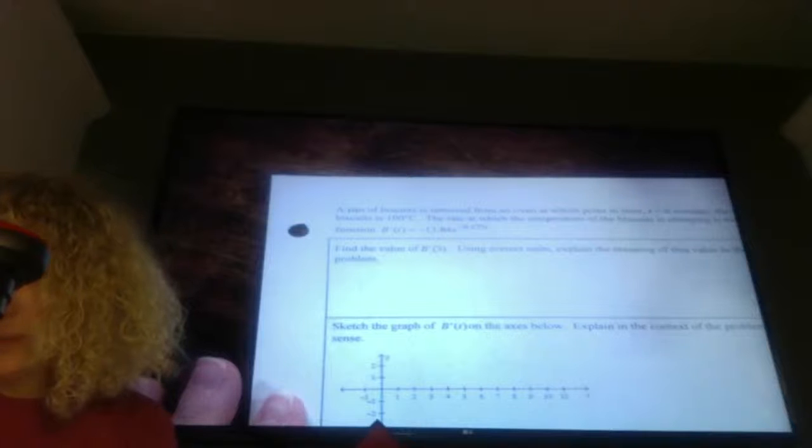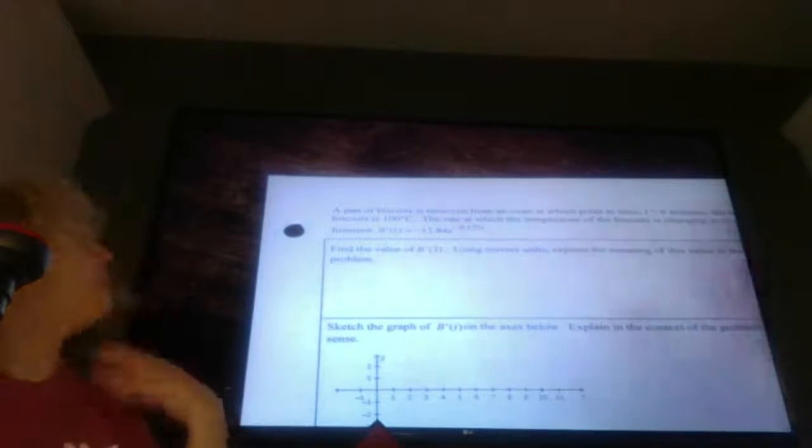Oh, a pan of biscuits. I remember this from last year. I remember this problem from last year. It's rare that I remember something, but I remember this one.